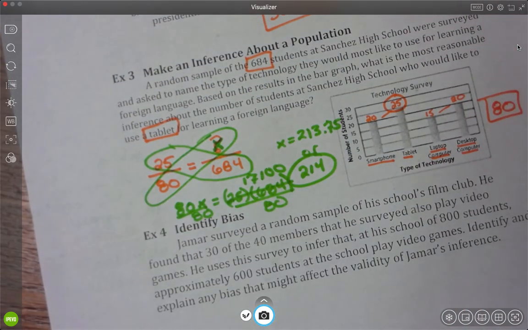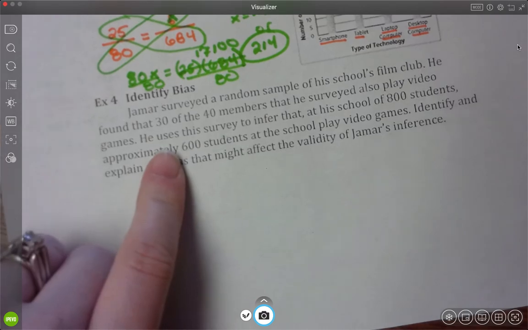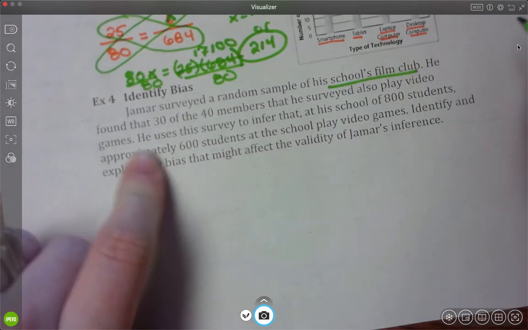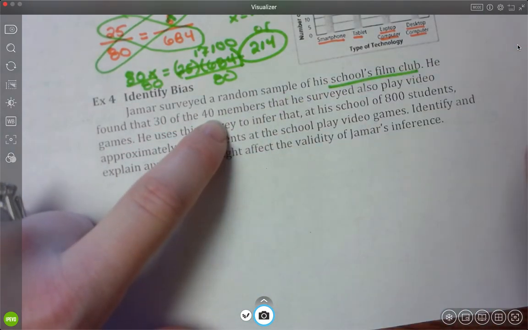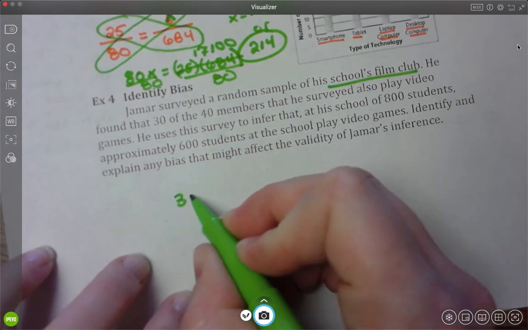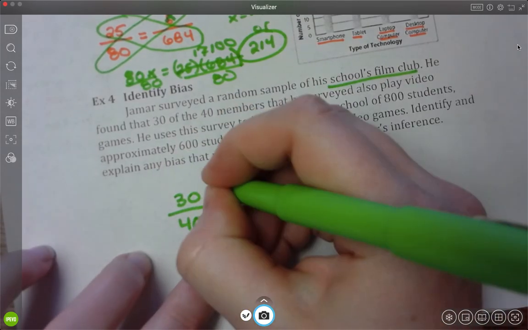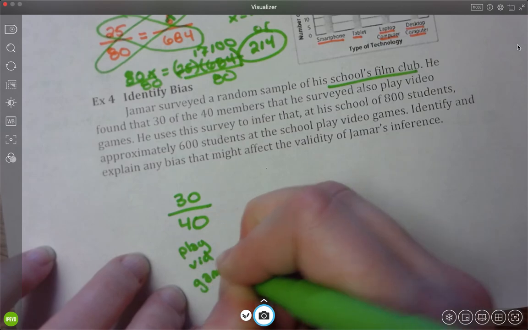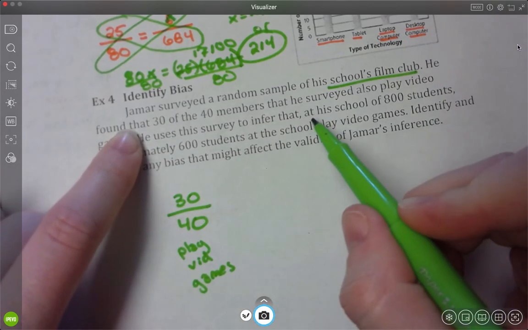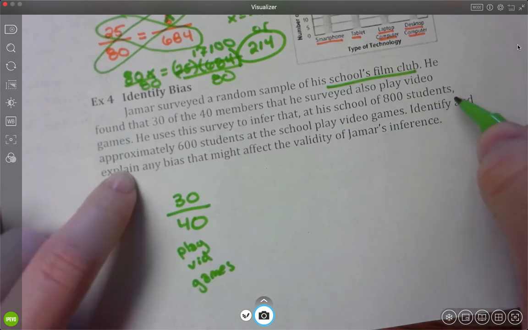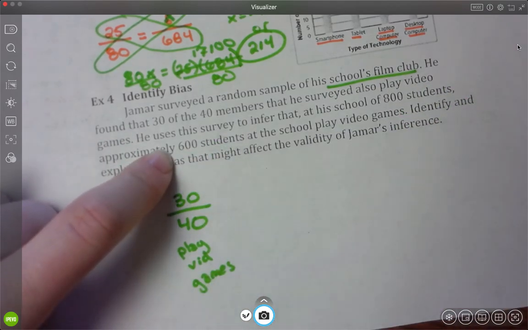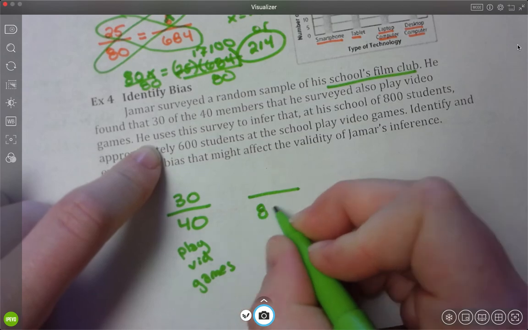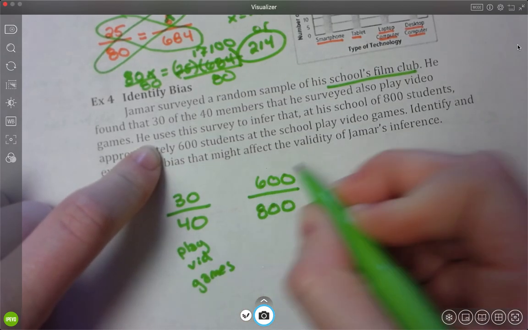Okay, all right, next one, example 4, last one. Jamar surveyed a random sample of his high school film club. He found that 30 out of the 40 members that he surveyed also play video games. So I'm going to write that down. 30 out of 40 play video games. He uses this survey to infer that at his school of 800 students, approximately 600 students at the school play video games. Okay, so he's saying that if he were to have asked everybody at the school, and there's 800 at the school, that 600 probably would say that they like video games.